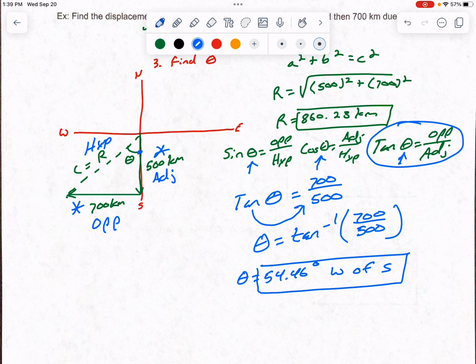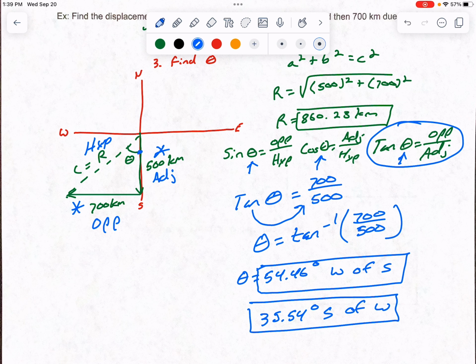Now, I'll accept two angles for this answer, that one or its counter angle. That means you went west first and then south. You're not wrong. Your angle would just be different. It would be 35.54 degrees south of west. So I would accept either one of those angles. It just depends on which way you went first. Regardless, those both add up to 90 degrees. Okay, and that'll end this one.